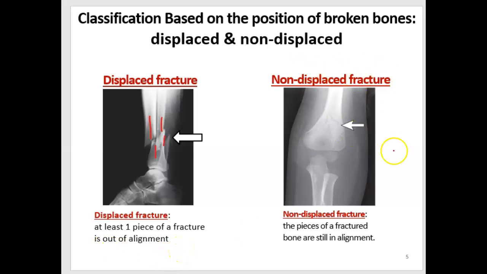And in a non-displaced fracture, like shown here, you've got the end of the humerus right here. The pieces of the fractured bone are still in alignment. I'm not even sure this is a complete fracture. It's hard to tell from just one angle, one x-ray.